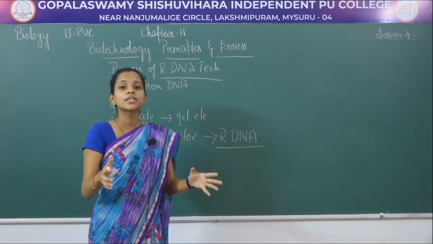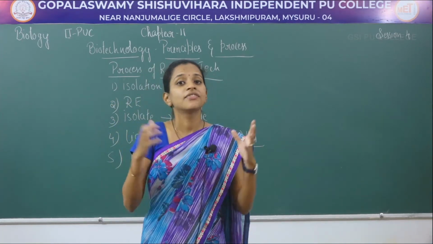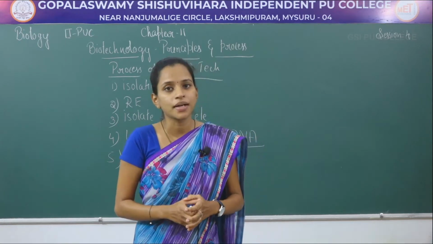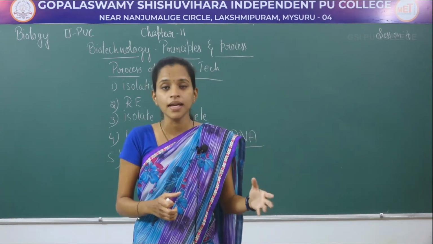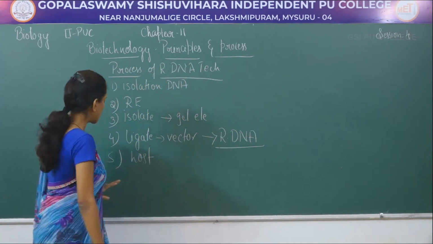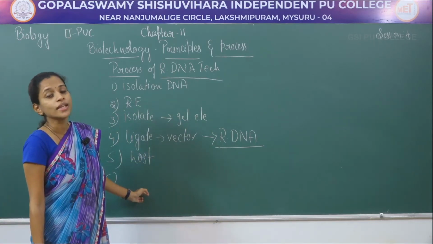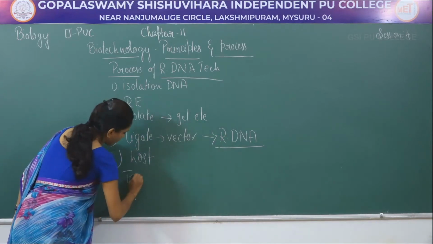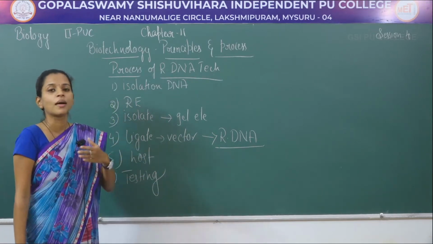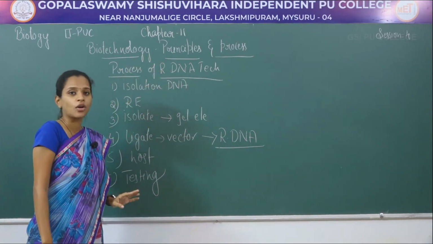Once it is done, the host is allowed to grow in a medium, in lab condition if it is small scale, or in bioreactors if it is large scale. In the reactors or in lab condition, the host is allowed to multiply to produce replicates of this recombinant DNA. Finally, before it is commercially sold, it undergoes different testing methods. Once this testing is done, it is ready for commercial purpose. That is how the process of recombinant DNA technology takes place.